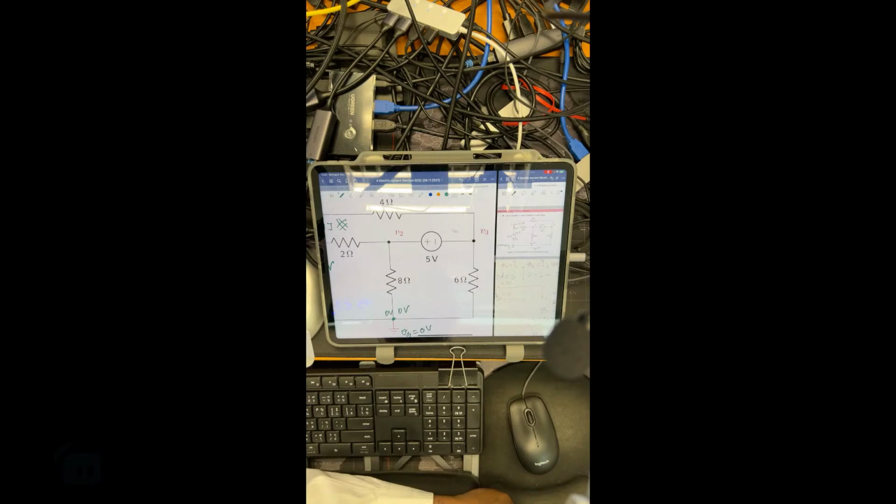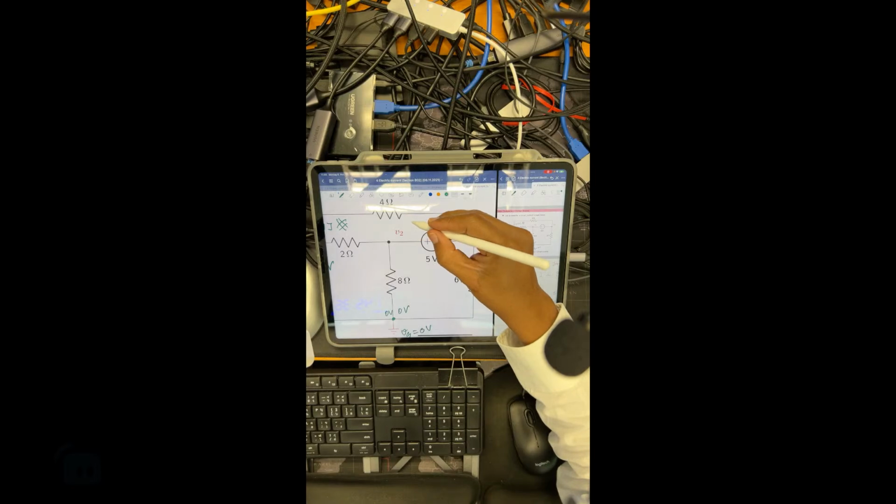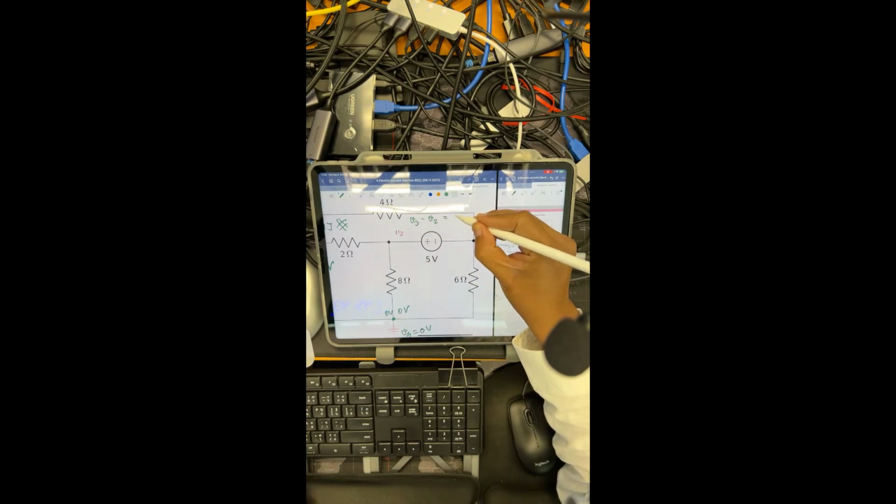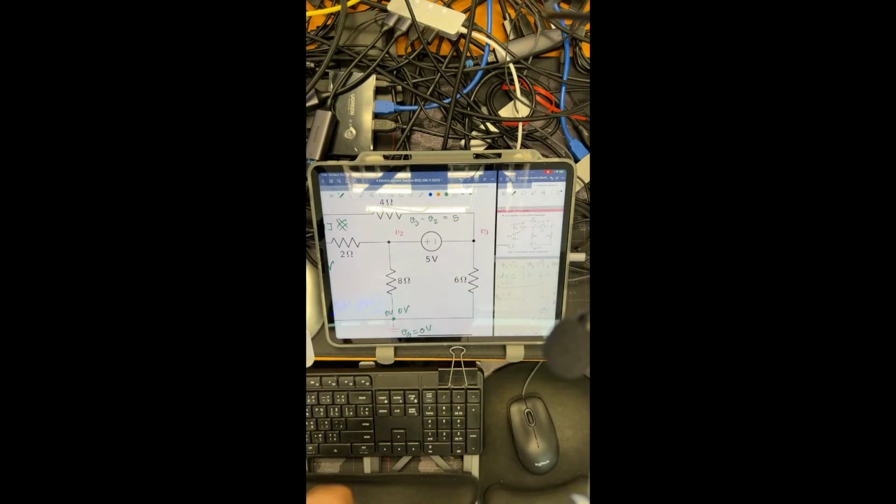When you look at this portion, Suchada says V3 minus V2 equals 5. Does everybody agree with that?